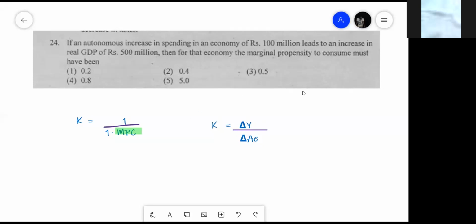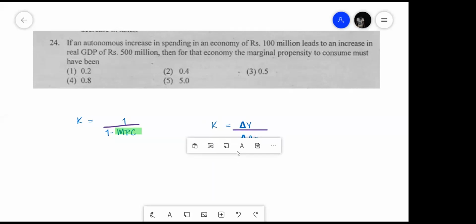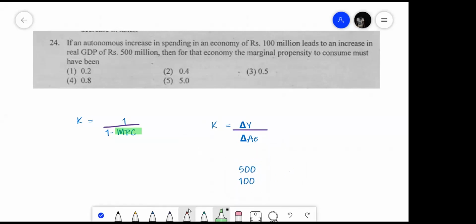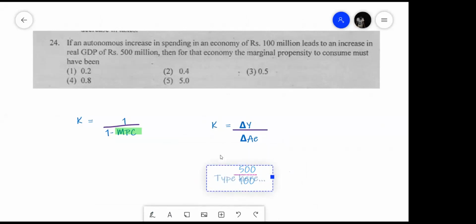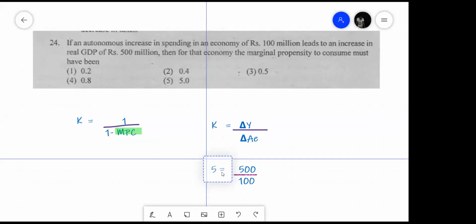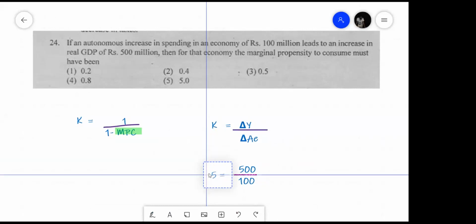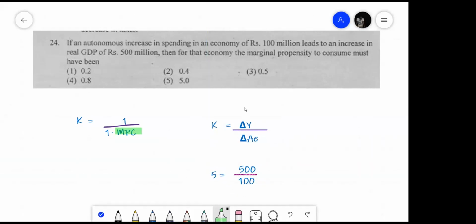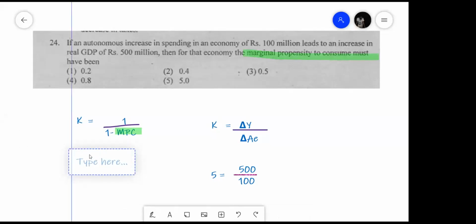Okay, so based on the data, I'll just fill in the blanks. I'll show you how easy this question is. Autonomous increase in spending on economy is 100 million. Leads to a real GDP increase of 500. So change in Y is 500. Change in autonomous expenditure is 100. Therefore, can you all tell me how much is the multiplier? K is equal to? So K is equal to 5. Multiplier is 5. Now, are they asking you for the multiplier? No. So 5 is not the final answer, right? So I'm just showing you how the two equations connect. They're asking you, what is the MPC? So now you use this equation. Now you found K, no? K is 5. So 5 is equal to 1 divided by 1 minus MPC.